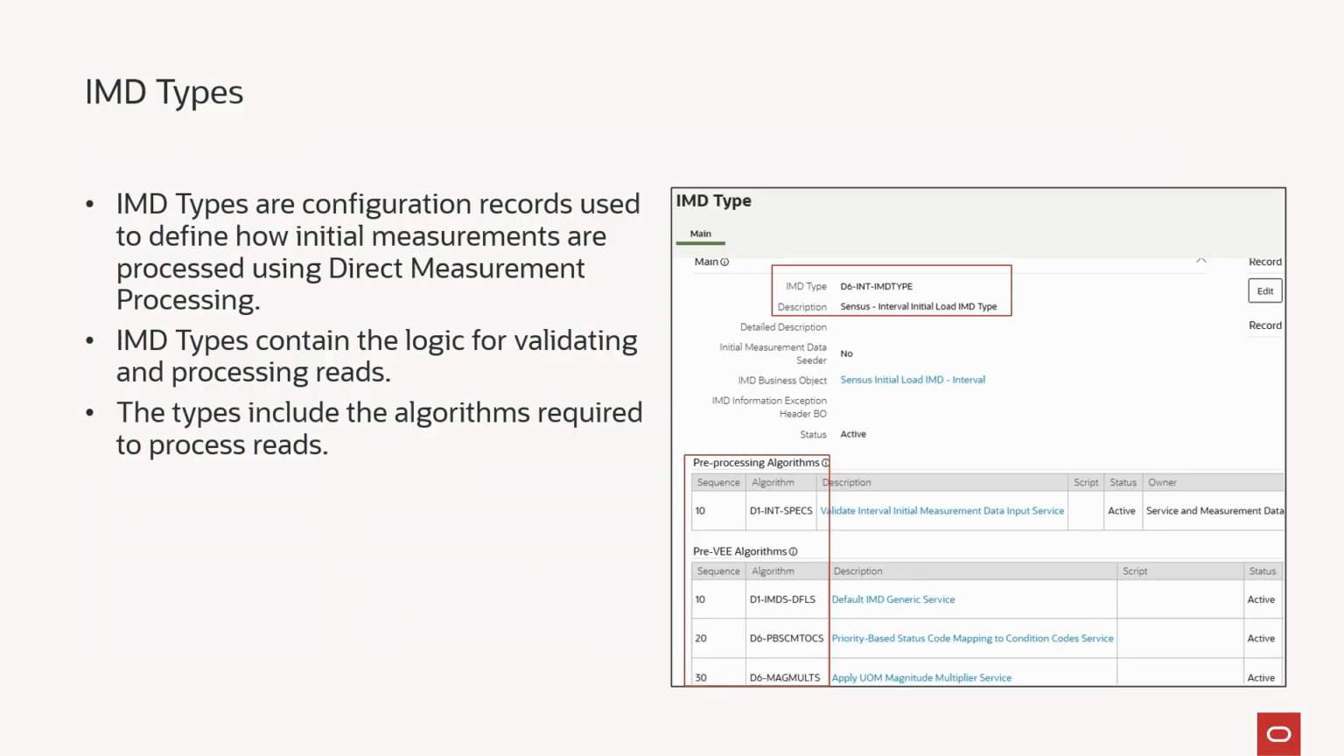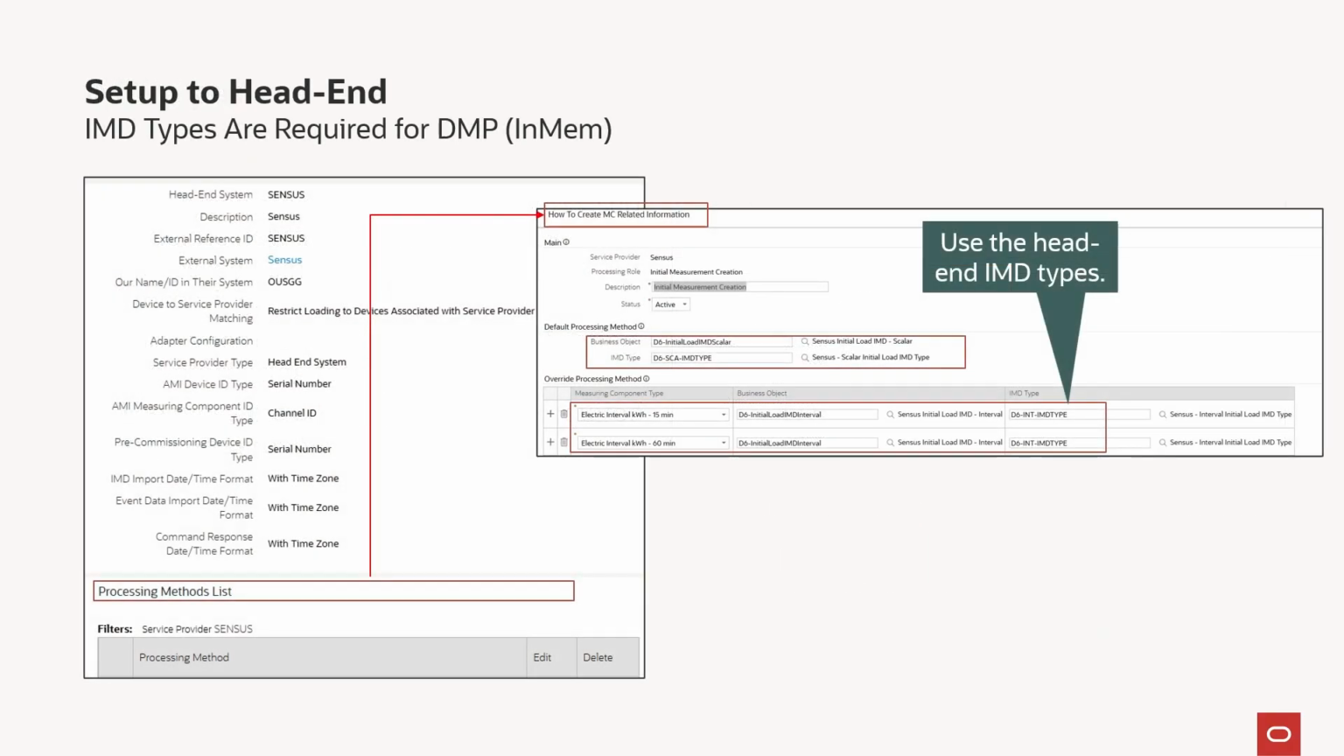IMD types are configuration records used to define how initial measurements are processed using direct measurement processing. IMD types contain the logic for validating and processing reads. The types include the algorithms required to process reads, like pre- and post-VEE. Set up the head-end system in processing methods. Please note, IMD types are required for ML processing using direct measurement processing. Make sure you use the head-end IMD types provided for each native adapter.